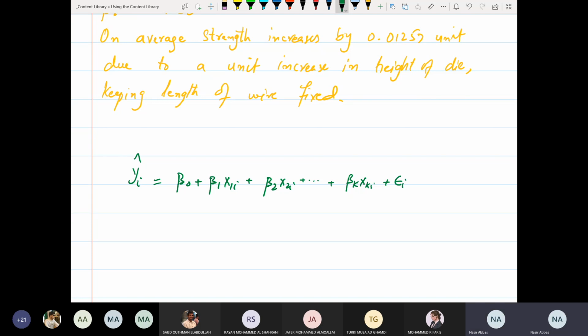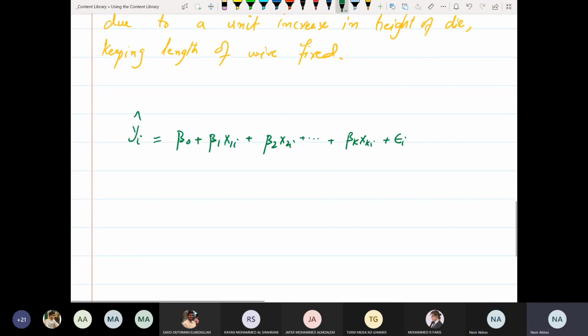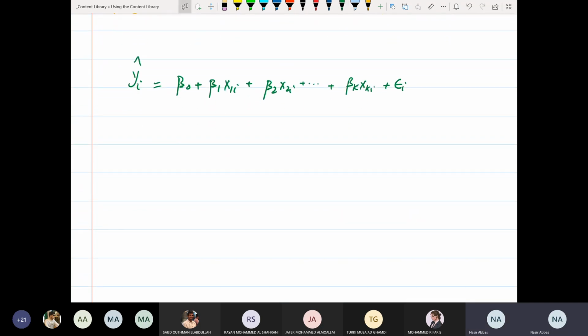Now you have many slopes. In fact, you have k slopes. And how many parameters do you have? You have k plus 1 parameters. There is one extra intercept. There are k slopes and one intercept. So in total, there are k plus 1 parameters that you estimated.